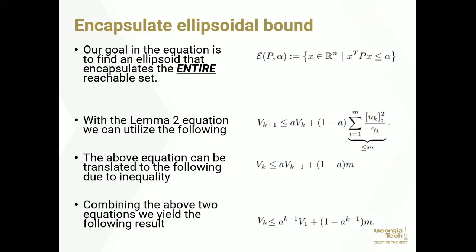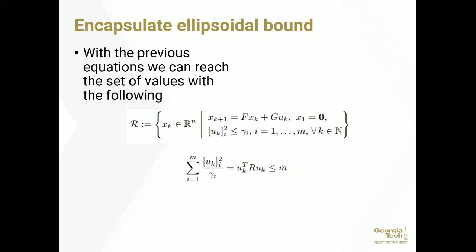And this equation is later utilized in order to create the actual ellipsoidal bound, or the set, of the following. So as you can still see, we still have the constraint of 1 to the m for all k's within the set of n, and we are utilizing the LTI equation as stated in the first.